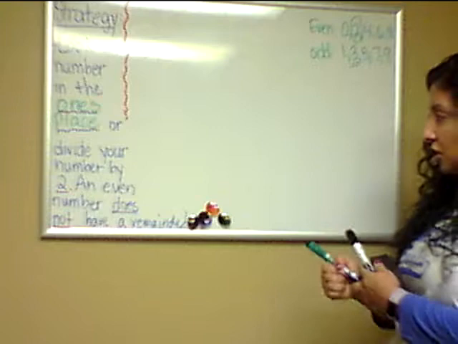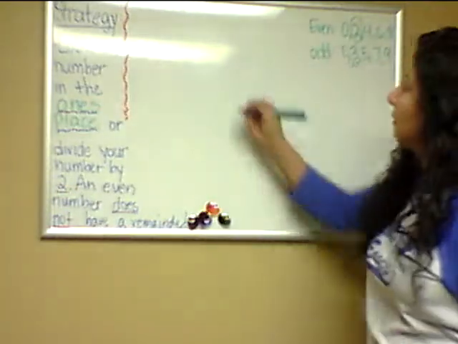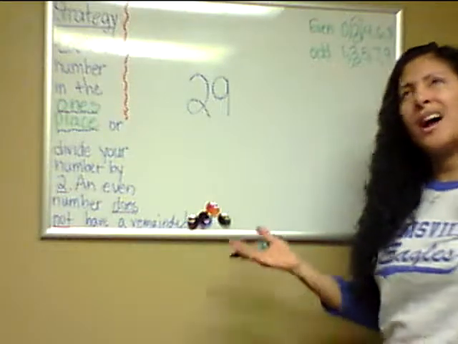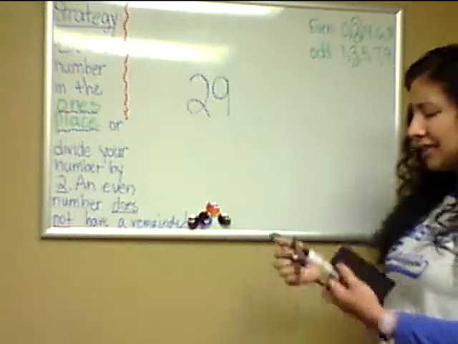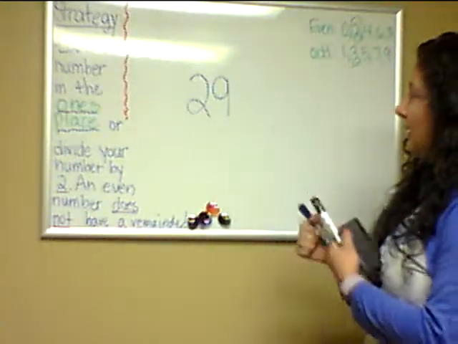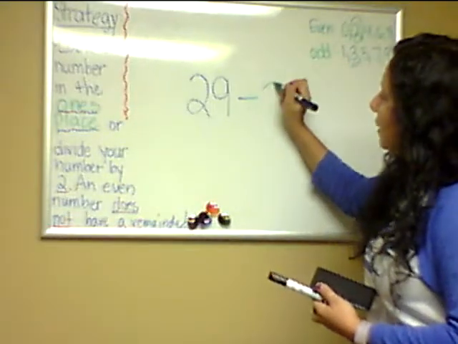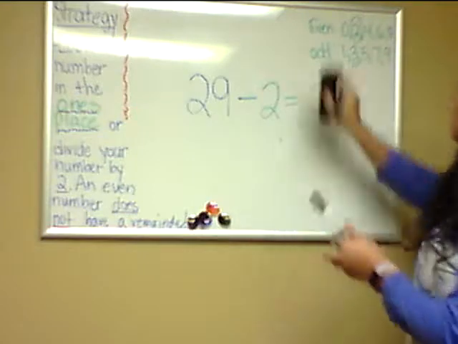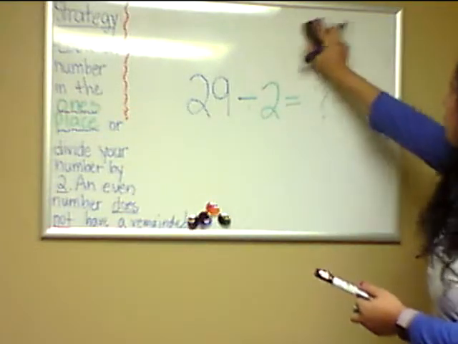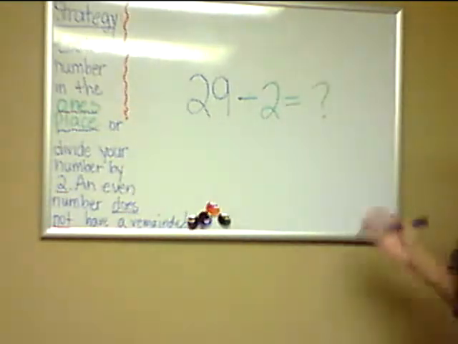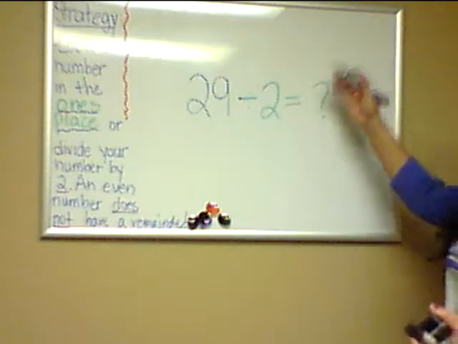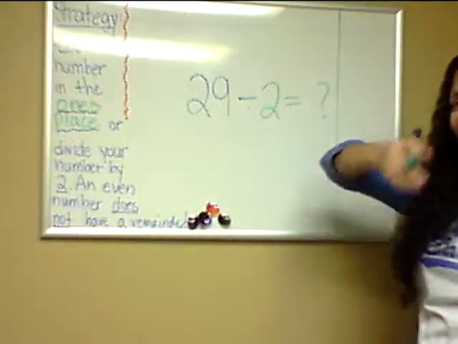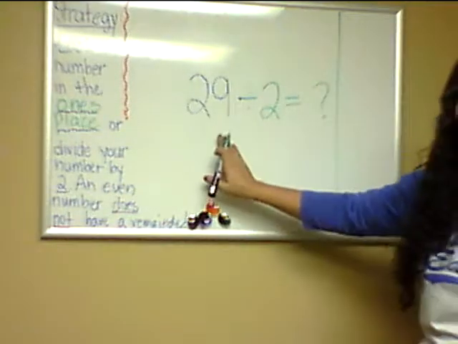Let's use the strategy of dividing our number by 2. Let's say we have 29. Odd or even number? Let's divide it by 2 to figure it out. 29 divided by 2 equals blank. I'm going to erase this so that we really challenge ourselves. So, let's list our facts to figure this out. We don't have to start at 1 times 2 because that's really far from 29.